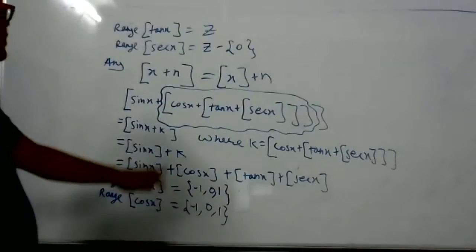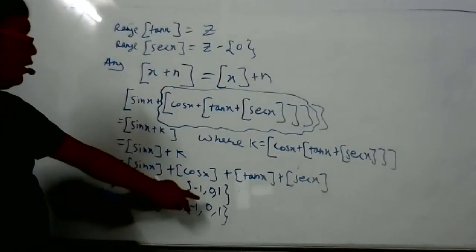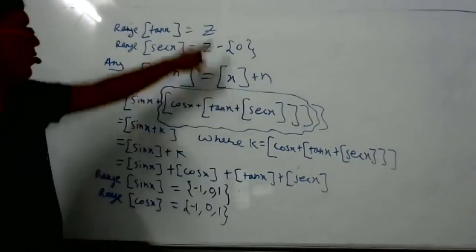Write down: if this is the question, the range is Z, because you have to take the union. Union means then 0 also will come. Then Z is correct.